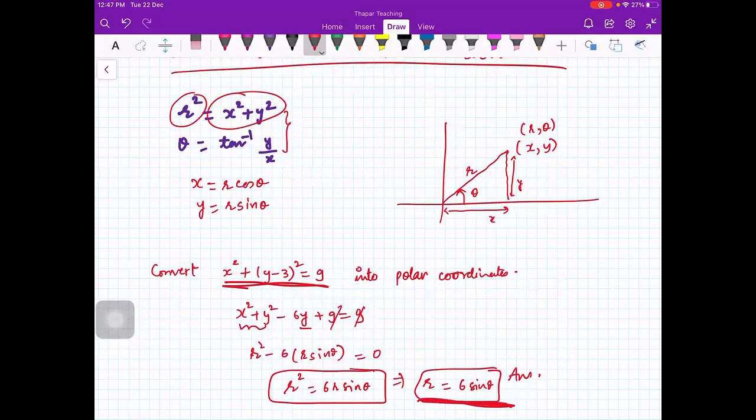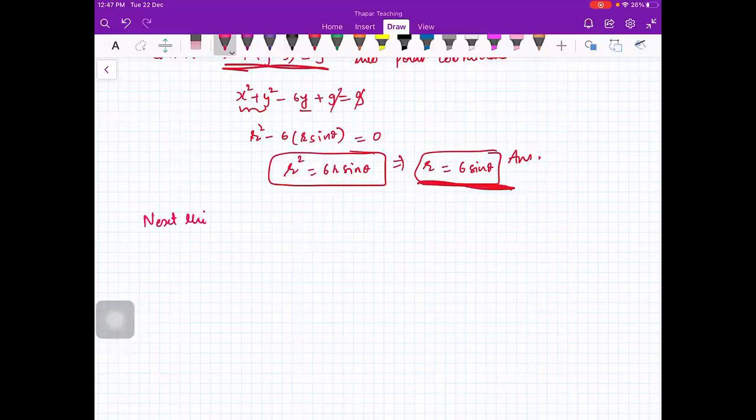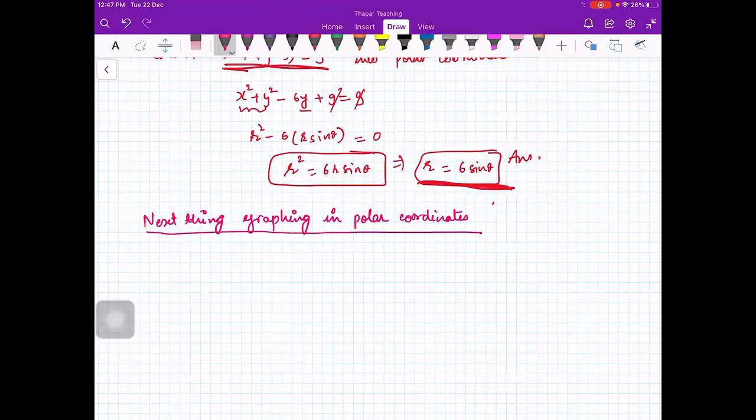So next thing is, if I give you any general curve, graphing in polar coordinates. So this is basically curve sketching. Have you people already done it? Curve sketching for Cartesian coordinates? Whenever you plot a curve, you know, yes, no? No, ma'am. Okay, fine.